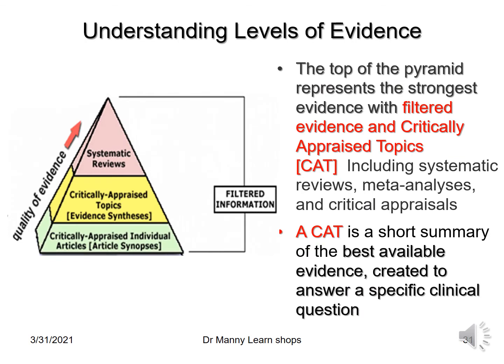So when understanding the levels of evidence, you've got to put it into context. The top of the pyramid represents the strongest evidence, which is filtered. It's been really critically reviewed. And CAT topics, critically appraised topics, include systematic reviews, meta-analysis, and critical appraisals. In short, a CAT is a short summary of the best available evidence created to answer a specific clinical question.